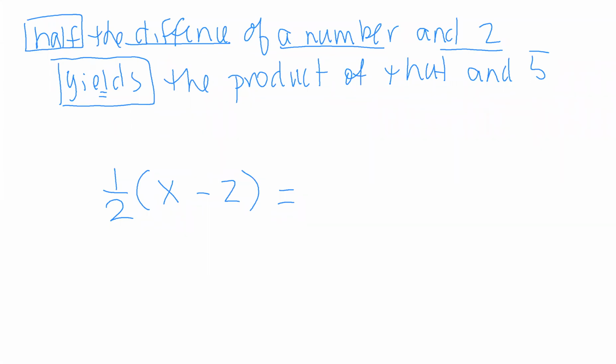All right, so we have half the difference of x and 2, and that is going to yield or equal the product of that number and 5. Whoops, I forgot to put number in here. So this is saying take that same number x and multiply it by 5. So half the difference of a number and 2 yields the product of that number and 5. Let's look at one more.